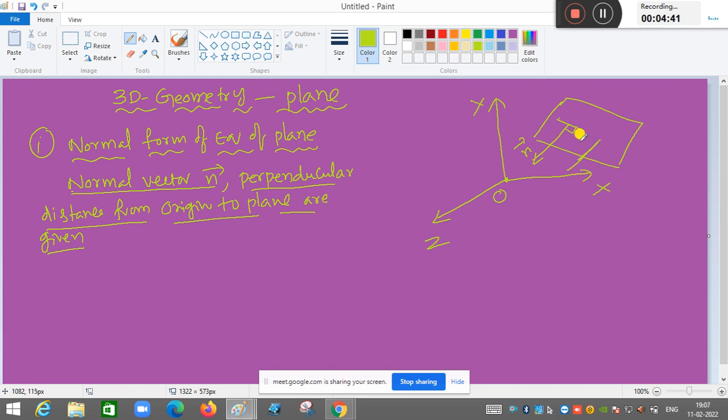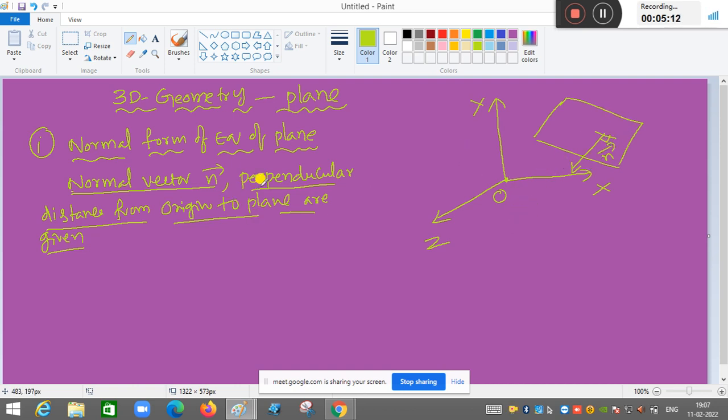See here also we can take a normal vector. Normal vector is a perpendicular vector to the plane, that is, a vector perpendicular to the plane is a normal vector. So this we denote by n bar. N bar is a normal vector, right?